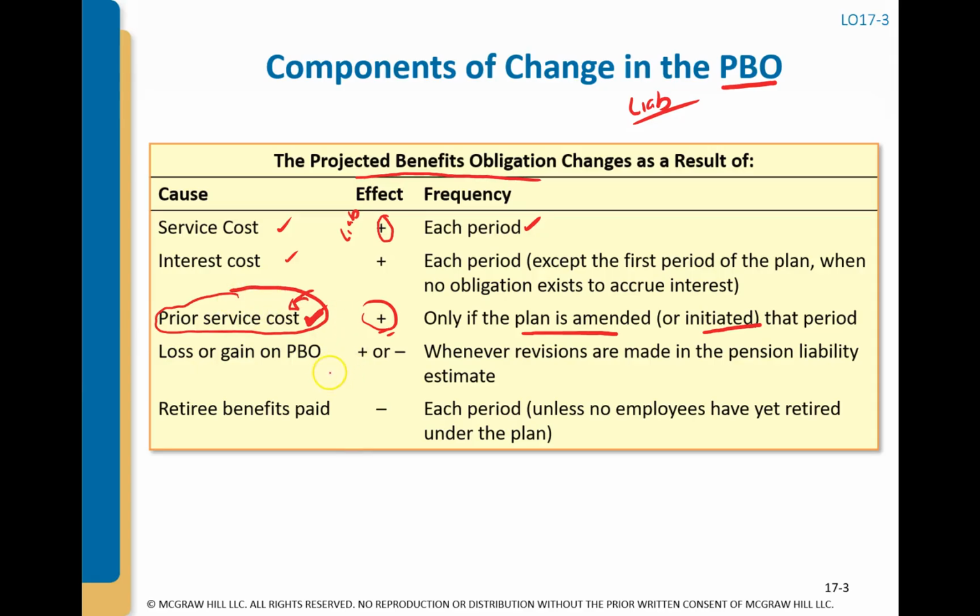Another item that affects the projected benefit obligation is a loss or gain on the PBO, which is what this video is about. It's just when the estimates made in the initial PBO are changed or revised. And then finally, retiree benefits paid. When the benefits are actually paid out to the employees that retired, there's a debit to the PBO because now your liability has been reduced because you're actually paying it out. And the credit actually goes to plan assets, not to cash.